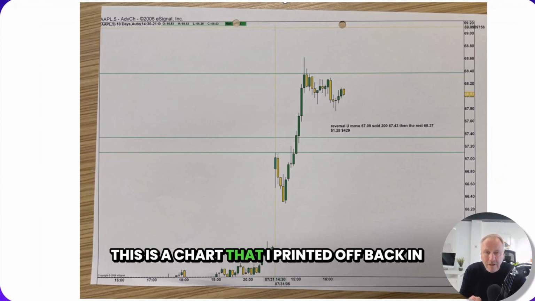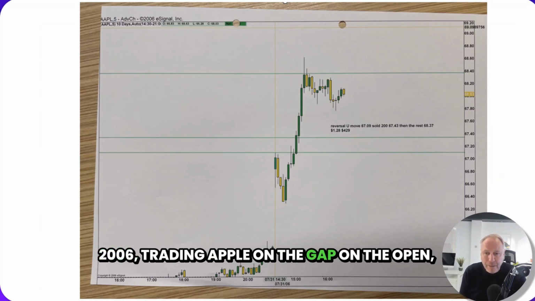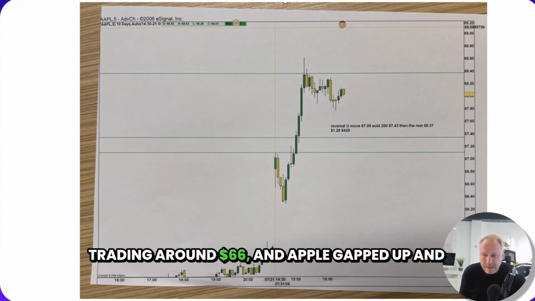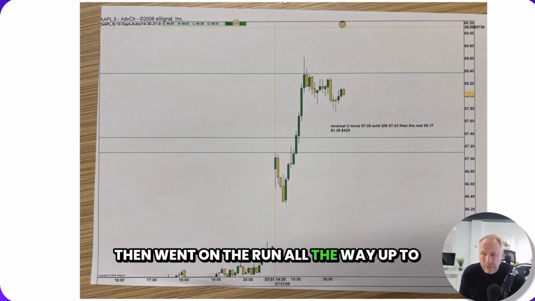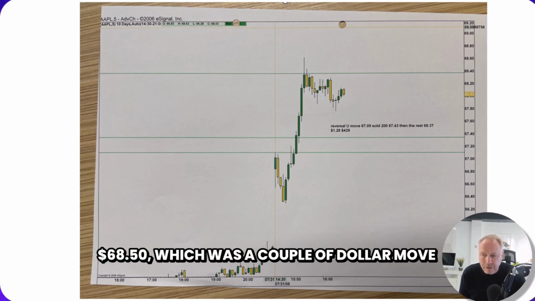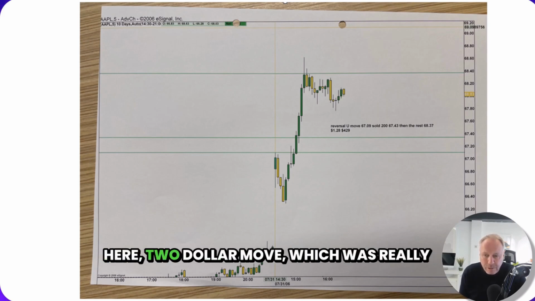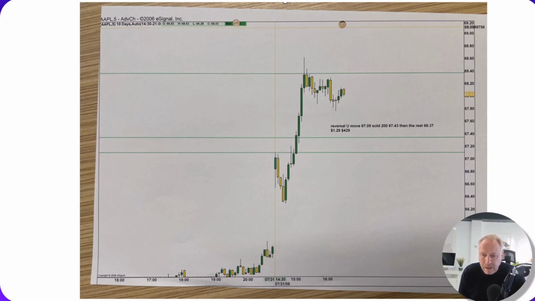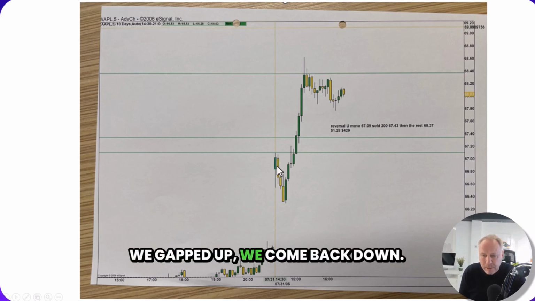This is a chart that I printed off back in 2006, trading Apple on the gap on the open, trading around $66. Apple gapped up and then went on a run all the way up to $68.50, a $2 move, which was really nice. It was a U reversal, I call it. So we gapped up, we come back down.